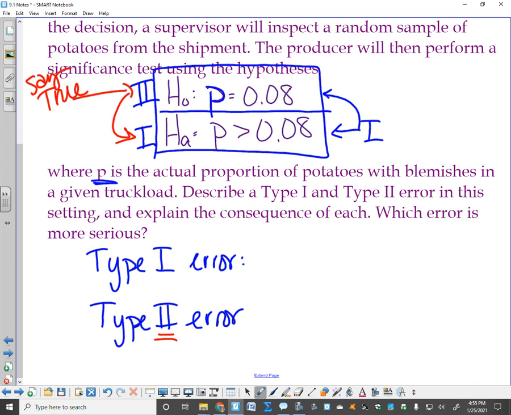I'm going to make bad potato chips, put them on the shelf. Customers are going to eat them. It's nasty. My reputation as a potato chip producer is now on the line. I'm going to get bad publicity. People aren't going to buy my chip. So that hurts me, the chip maker.